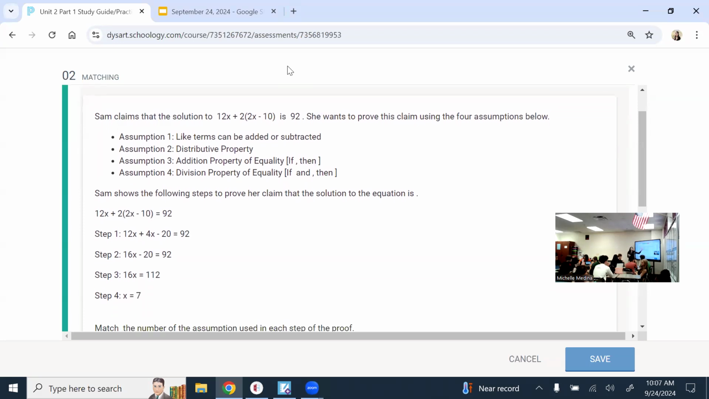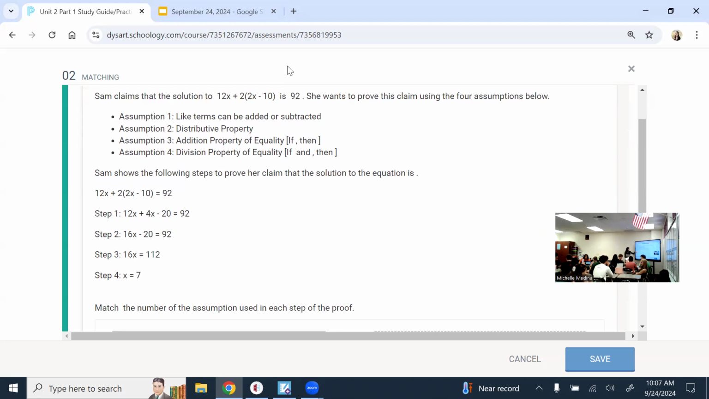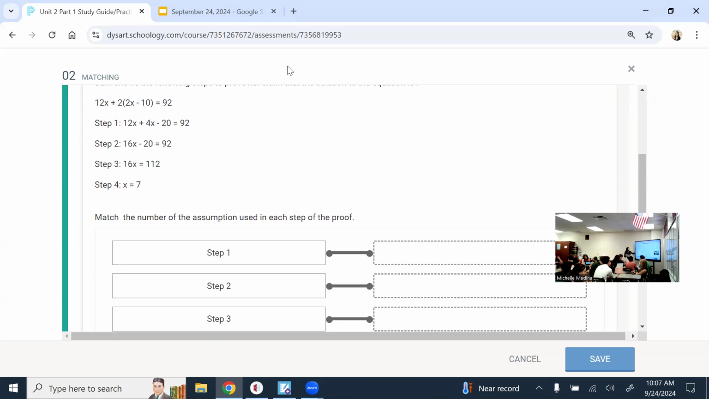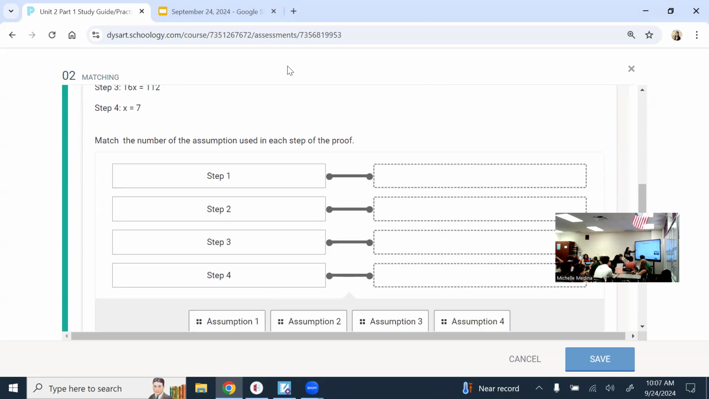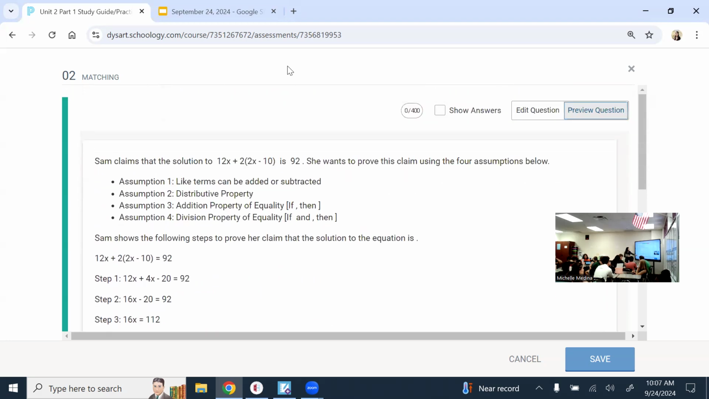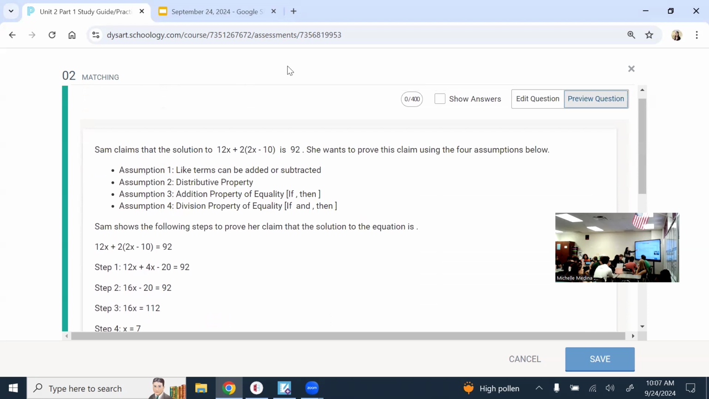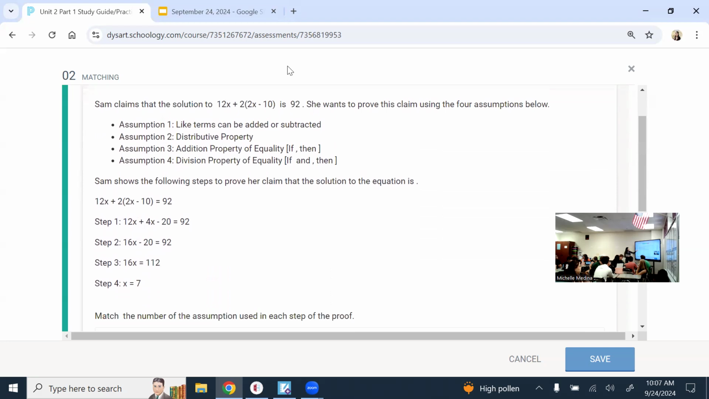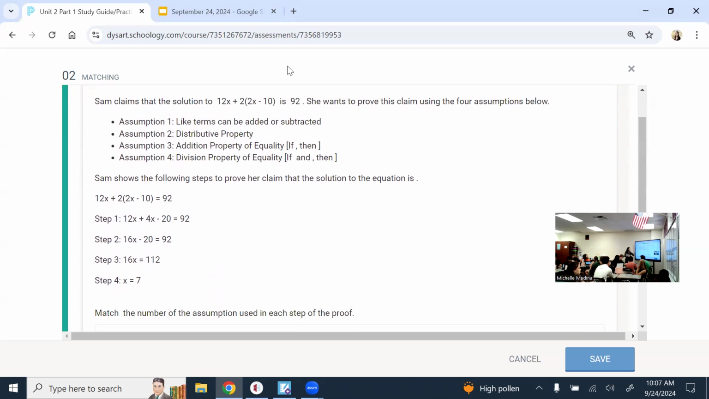I'll reread those because I'm probably going to have to read a bunch. Sam chose the following steps to prove her claim that the solution to the equation is 92. I'm assuming that is what she said before. And then it says match the number of the assumption used in each step of the proof. Okay, so we're matching these assumptions to the steps. So we have like terms can be added or subtracted. We have distributive property. We have addition property of equality and division property of equality.